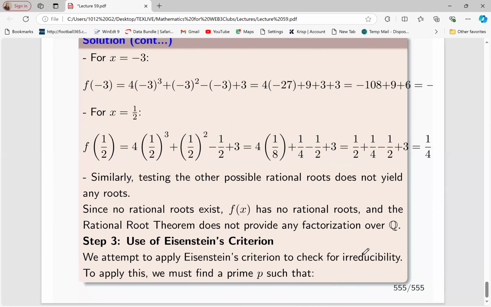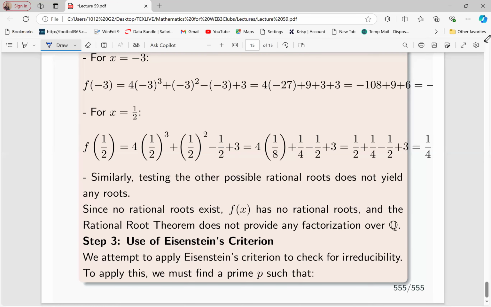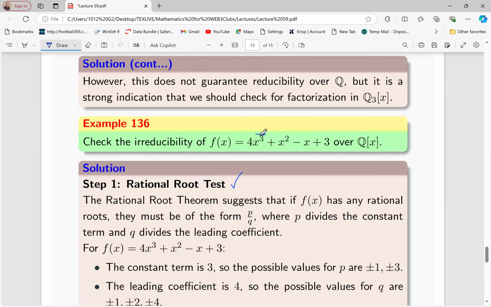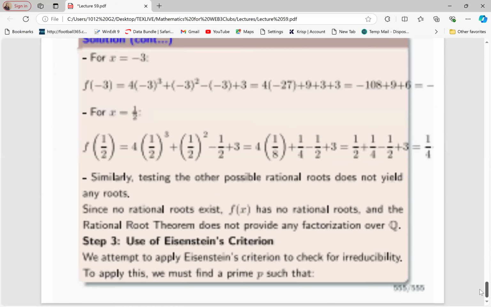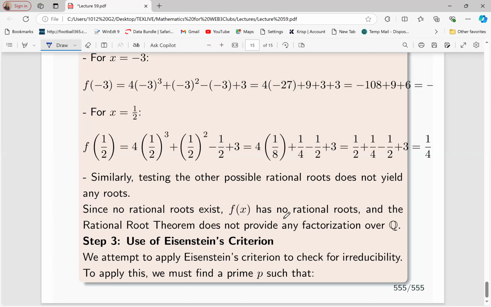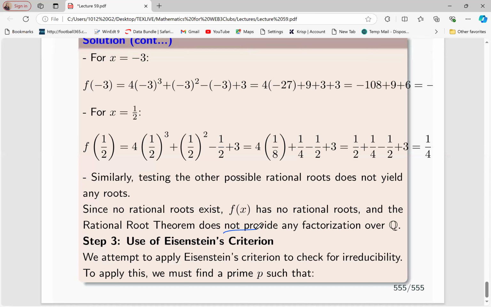So according to the rational root test, since I don't find a root to that, and what is the degree of this? The degree here is 3. So I've said that since no roots exist, f of x has no rational roots. So the rational root test does not provide any factorization over this. If you're using the rational root test, we cannot tell whether that one is reducible or not.